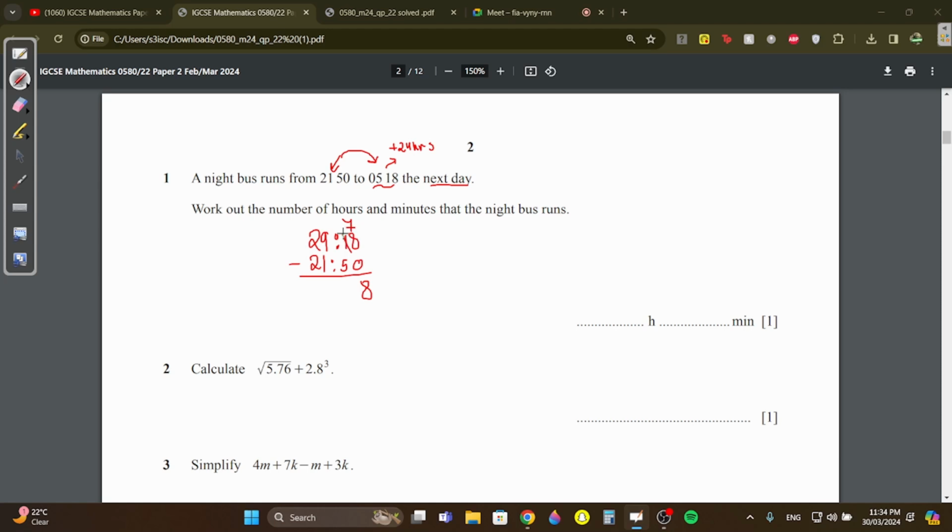You just add 6. 1 plus 6 is 7. 7 minus 5 is 2. And we take away 1 from the 9, because you gave 6 to the 1 over here. 8 minus 1 is 7, and then 2 minus 2 cancel. So it's going to be 7 hours and 28 minutes.